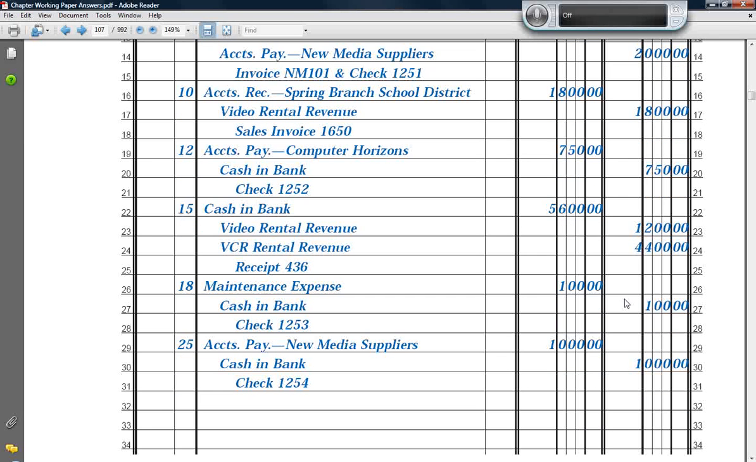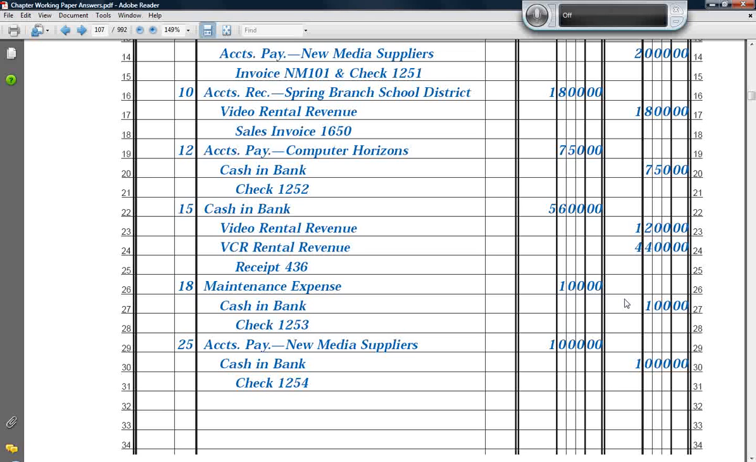On the 10th, we rented videos to Spring Branch School District. The School District agreed to pay $1,800 at a later date. Sales invoice 1650. Spring Branch School District owes us money. We keep track of what is owed to us in accounts receivable, and that increases with a debit. So we're debiting accounts receivable, Spring Branch School District, $1,800. We provided a service. In this case, our revenue account is video rental revenue. That increases with a credit. So I debit accounts receivable, Spring Branch School District, $1,800, crediting video rental revenue $1,800. And it's our sales invoice 1650 as the source document.